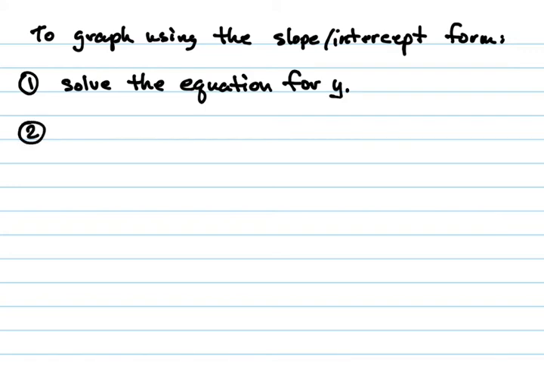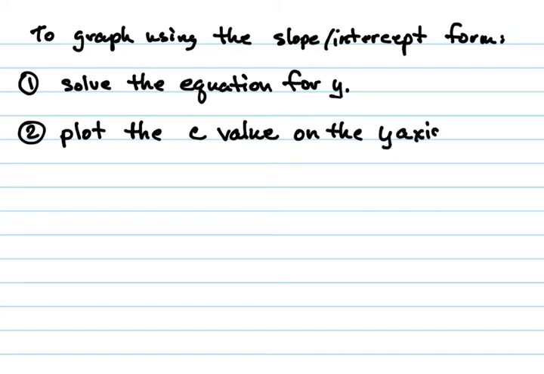Second, we're going to plot the c value, so if it's 4, 5, 9, whatever, on the y-axis. It's simply a matter of putting a dot wherever that is, right on the y-axis. There's no math involved there. Okay.